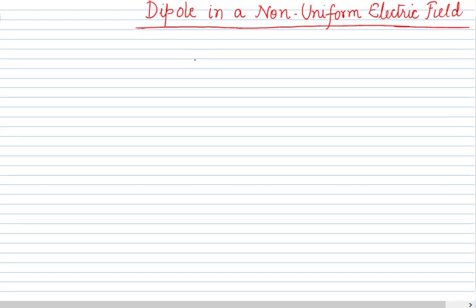Now second, we are considering when our dipole is placed in a non-uniform electric field. This is the electric field with vector E, which is not uniform. It means E is not the same everywhere. At every point E may vary. That means we have a varying electric field, which is a non-uniform electric field. So let us see how our electric dipole will behave.